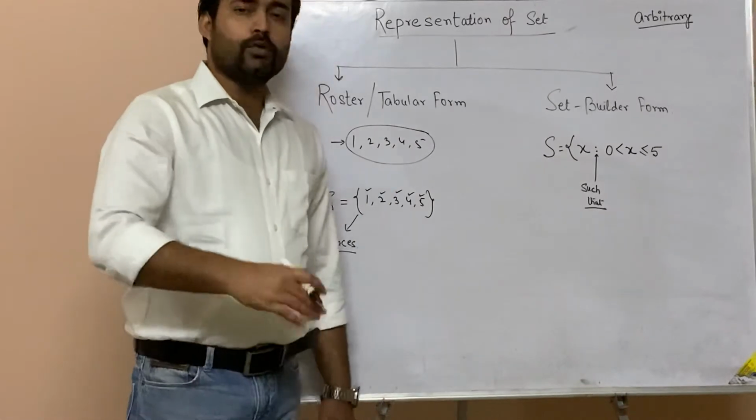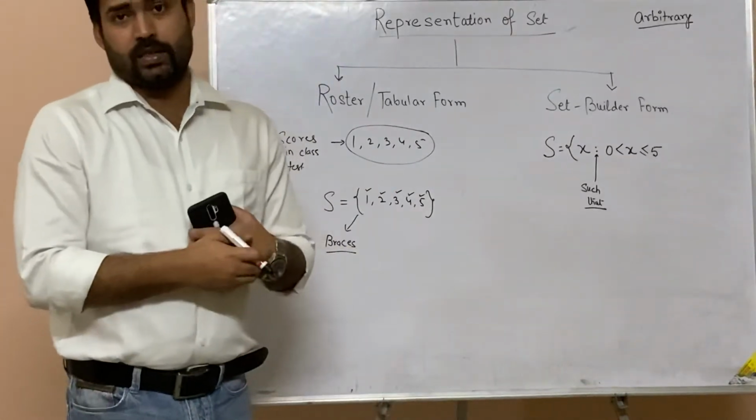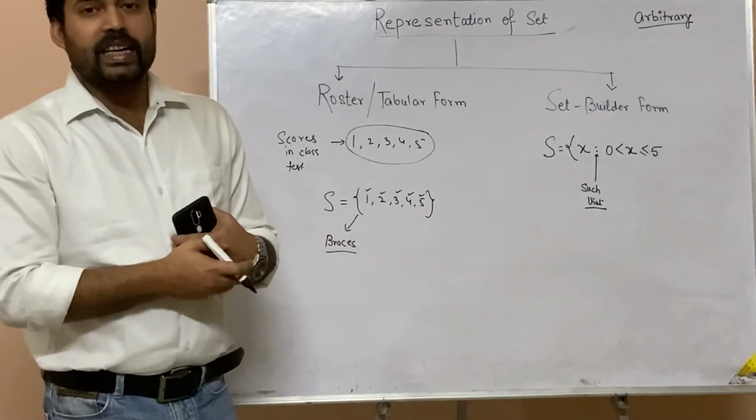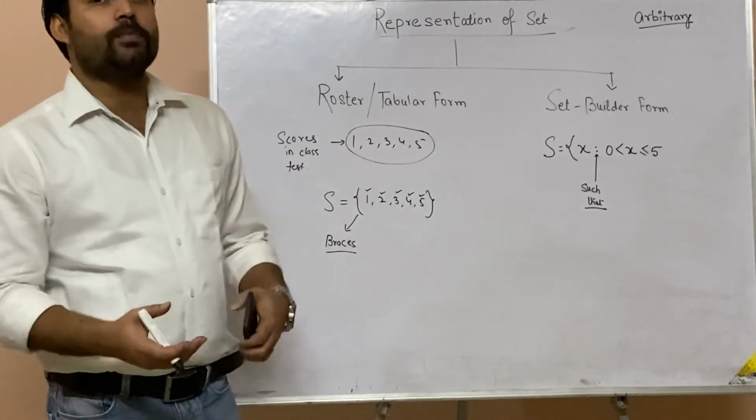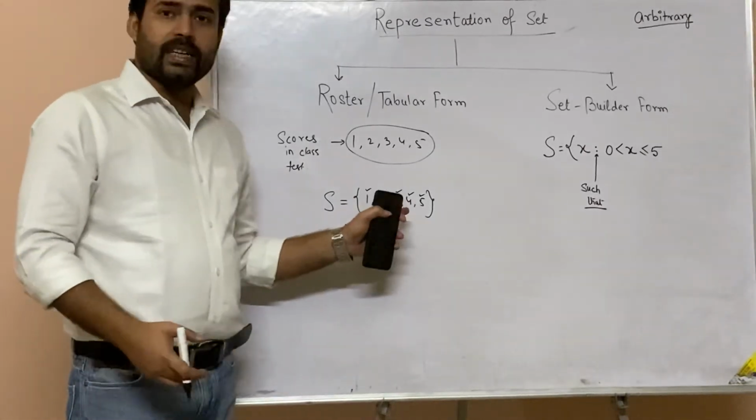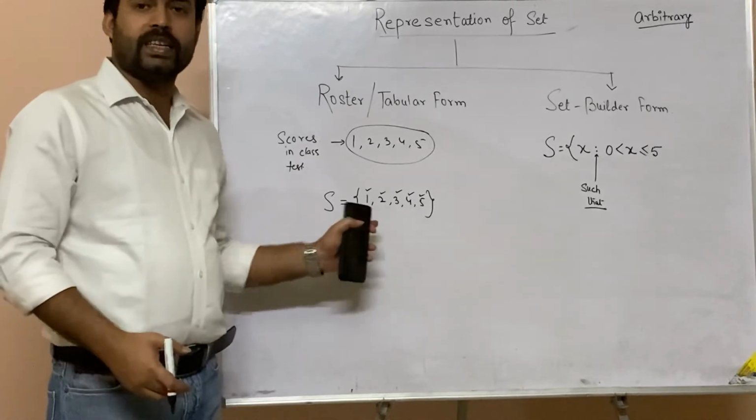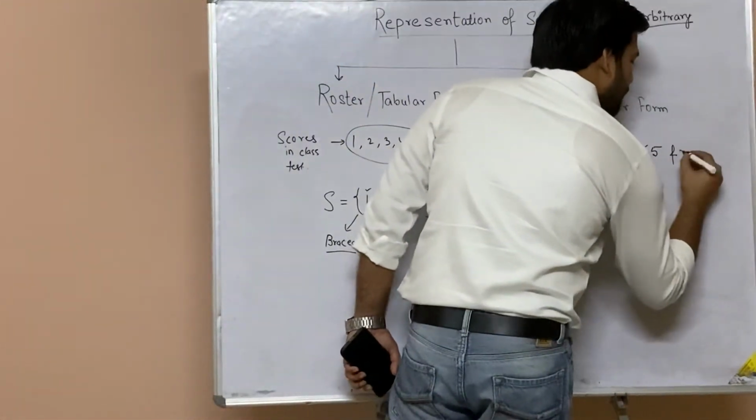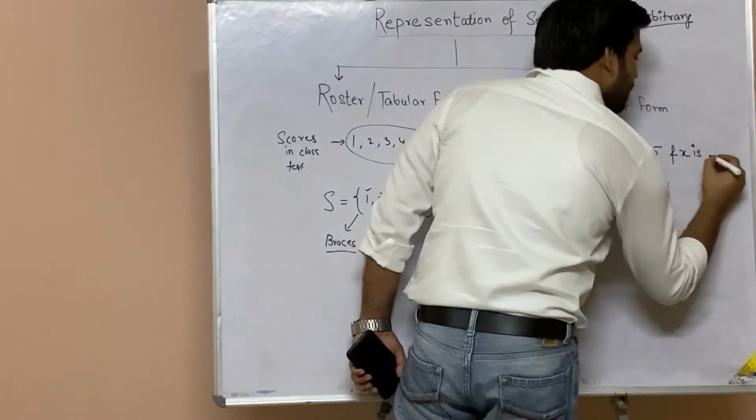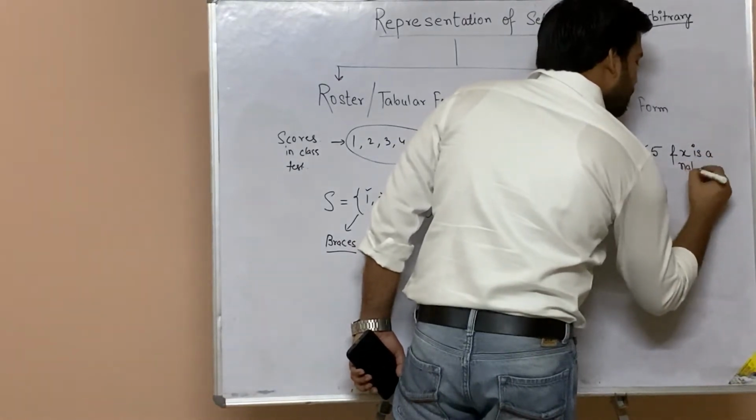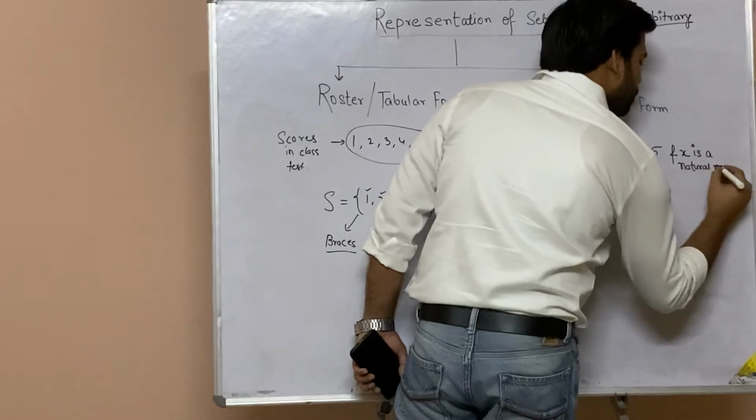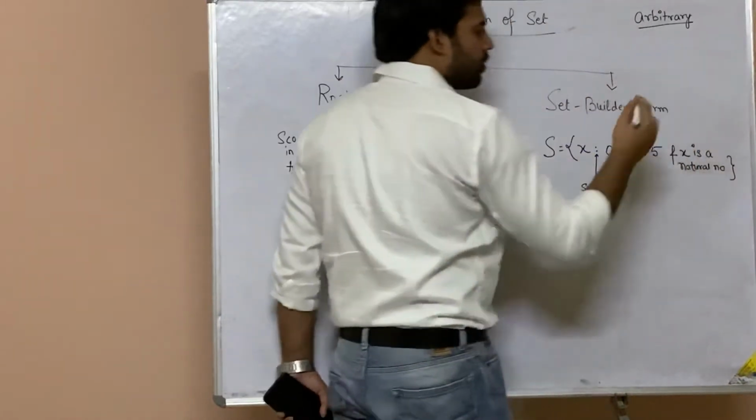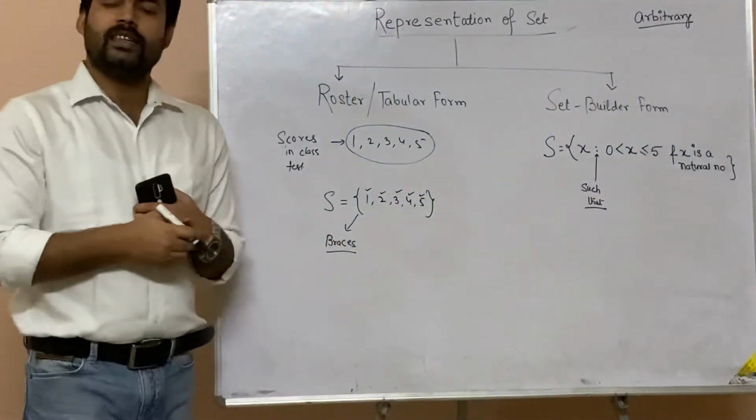But here, between 0 and 5 there are infinite numbers if I consider. So specifically I need to mention what I am talking about. Either you can say all of them are naturals, all of them are wholes, all of them are integers, whatever you say. So you can say and x is a natural number. Then you will close the case. And x is a natural number.